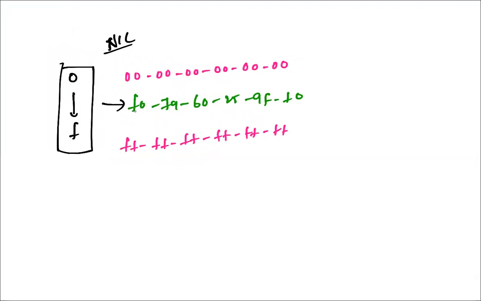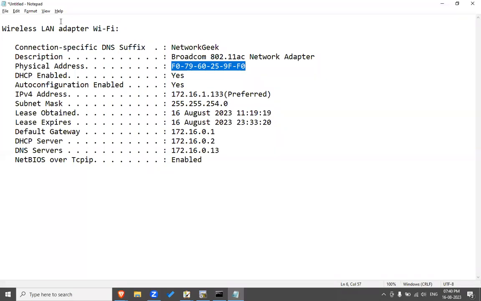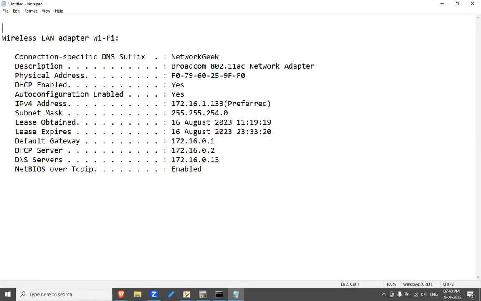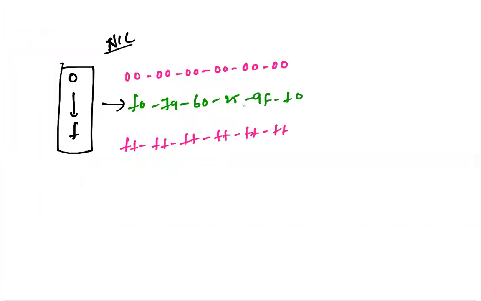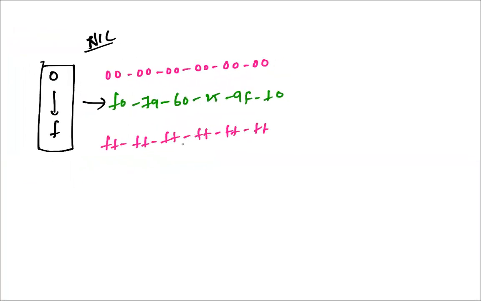Everyone will have a MAC address like this. You can also check it. This is a command you can use: ipconfig/all. If you open the command prompt of the PC and type ipconfig/all, you'll be able to see the physical address. That is what your MAC address is. Okay, so now it's a unique ID, right?